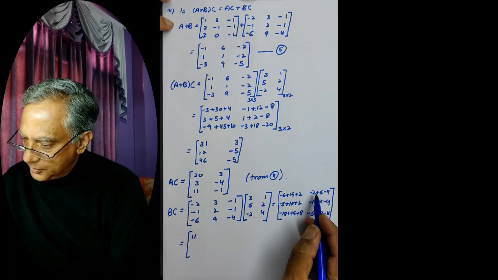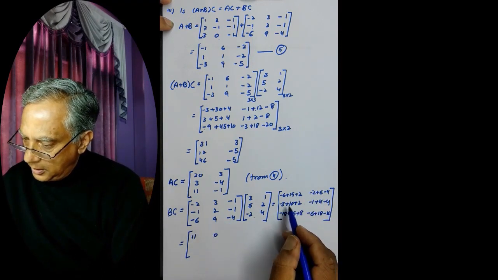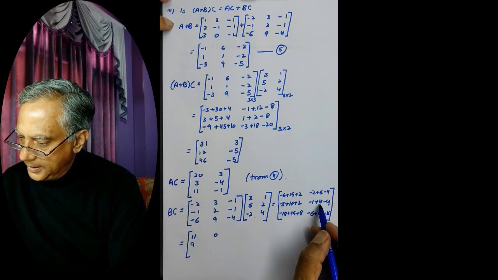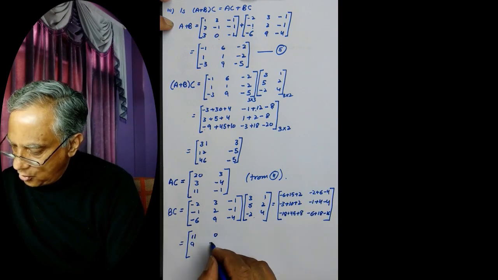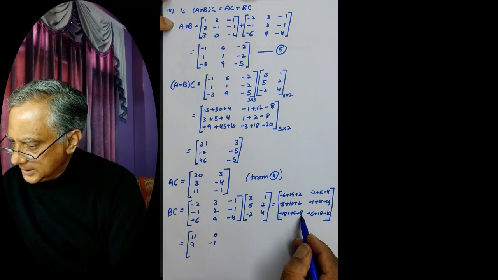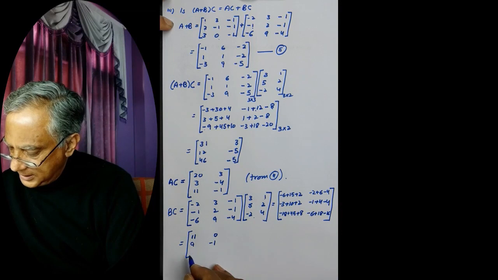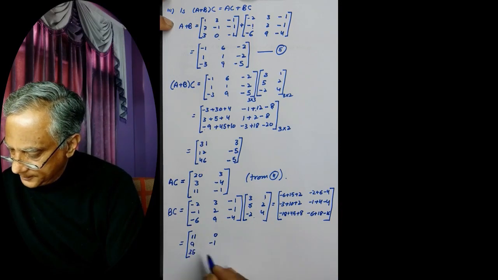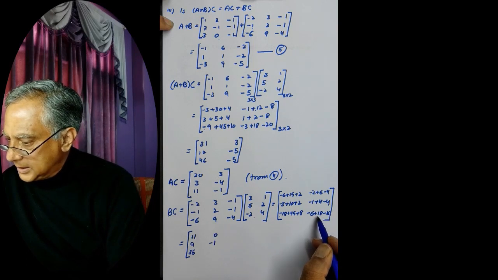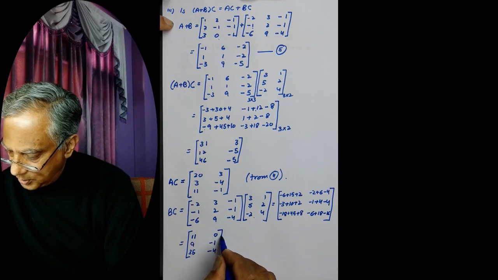And 6 minus 6 is 0. This is minus 1 plus 10 is 9. 4 minus 4 is 0. Minus 1. Now 18 minus 18 plus 8 is minus 10. Minus 10 plus 45 is 35. And this is 18 minus 16 is 2. Minus 6 plus 2 is minus 4.